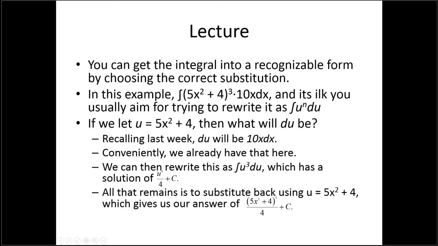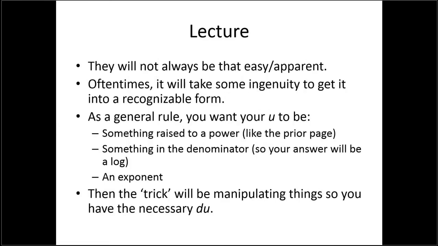Okay, so where we have a u, we put in 5x squared plus 4 because that's how we defined u, and that gives us our answer. Okay, and clearly not everything is going to be that easy. Sometimes it's going to take kind of a hop, skip, and a jump to get yourself into a position where you have something that's more recognizable.